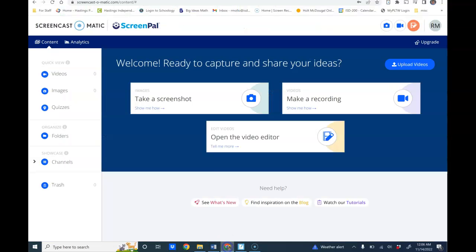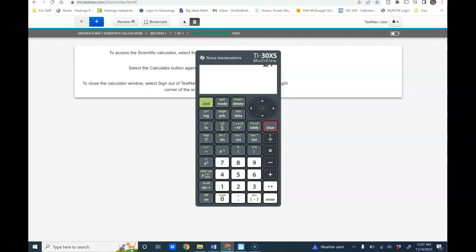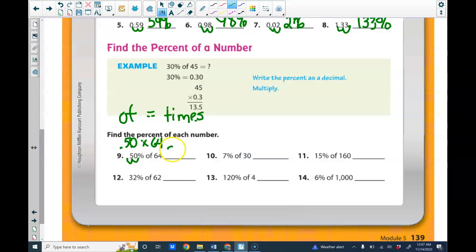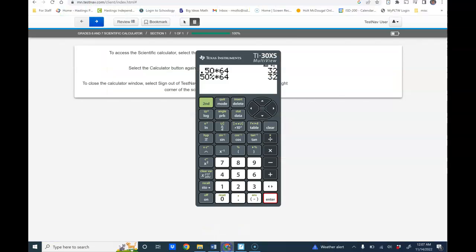So if we grab our calculator here, we could either do 0.50 times 64 and get our answer of 32, or my percent button is right here above the 8. It looks like I need to hit the second button afterwards. So 50, second button, then percent, and then same thing times 64. And no matter what, we get 32 as an answer. So if you have that percent button, you can go ahead and use it. Otherwise, you can just make it into a decimal and then do it from there. So 7% of 30. So 7% times 30 would be 2.1.